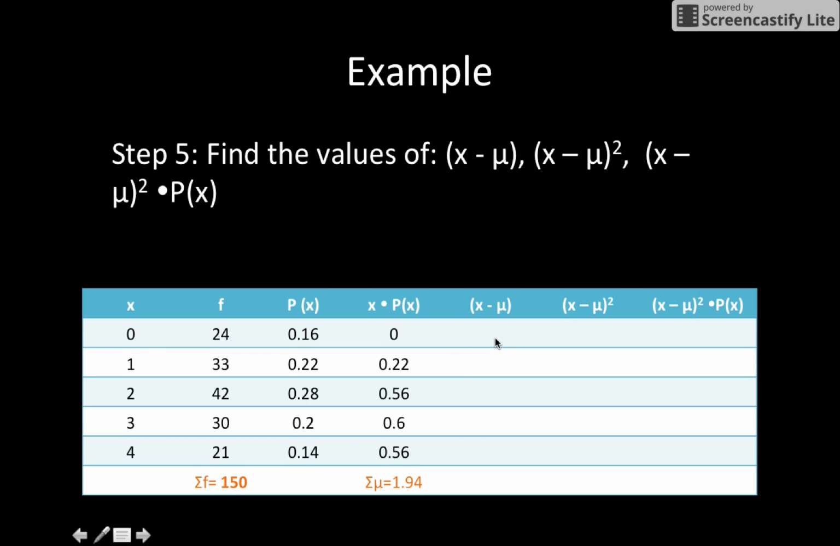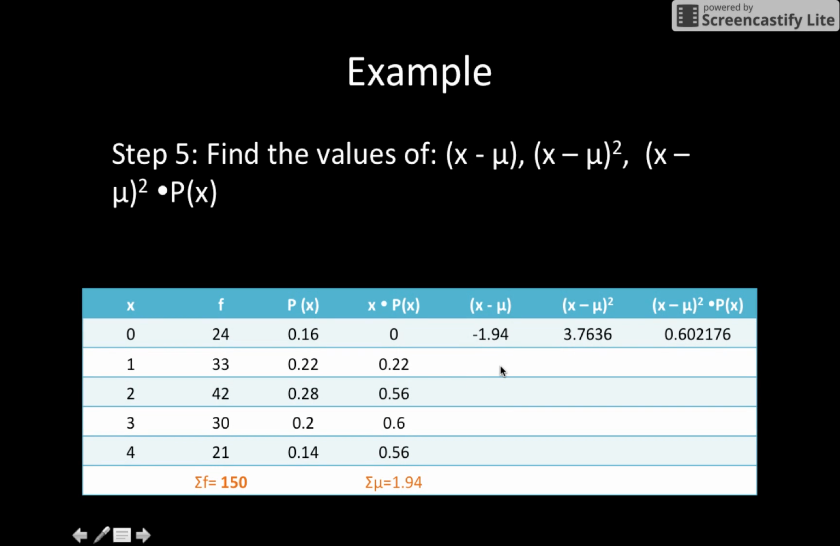So to do that, you get negative 1.94. And I just went across the columns. It's a little easier to calculate. So you're going to square your negative 1.94 to get the following, 3.7636. You're going to take that number and multiply it by your p of x, your probability of x, which is 0.16, and you get a very large decimal.